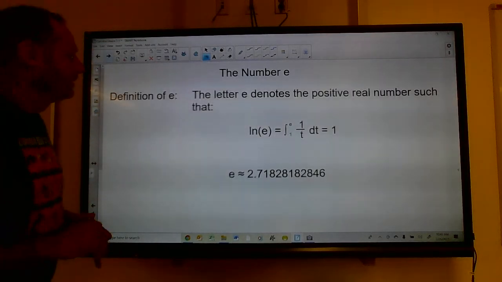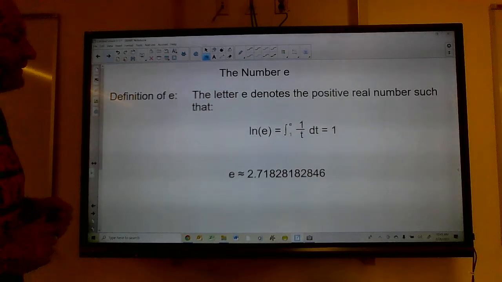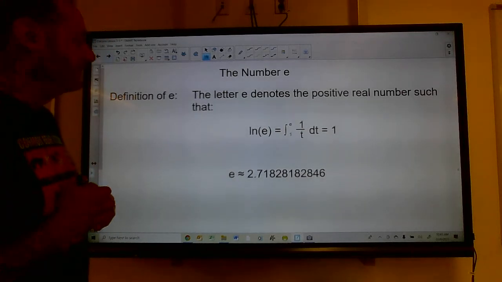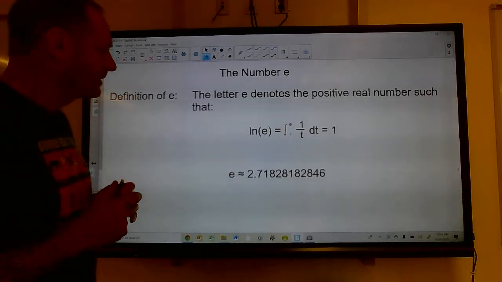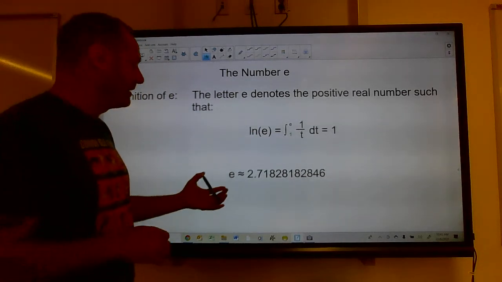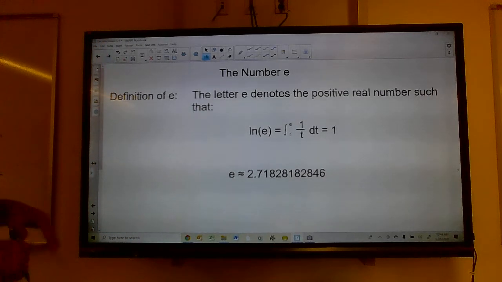Okay, the letter e denotes the positive real number such that the natural log of e, the integral from 1 to e of 1 over t dt, is equal to 1. Remember, natural log and e to the x power cancel each other out, and e comes out to be the number 2.71828182846, and so on forever. It's like pi, it goes on forever and never repeats.